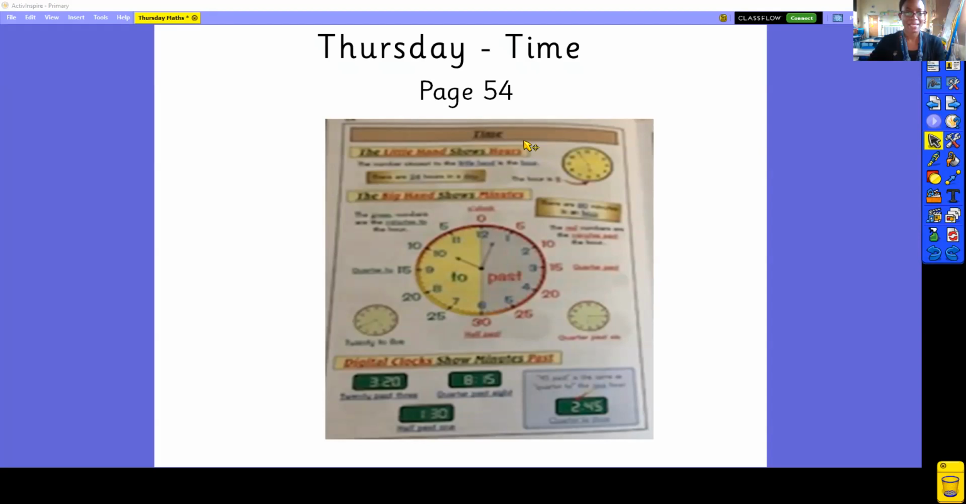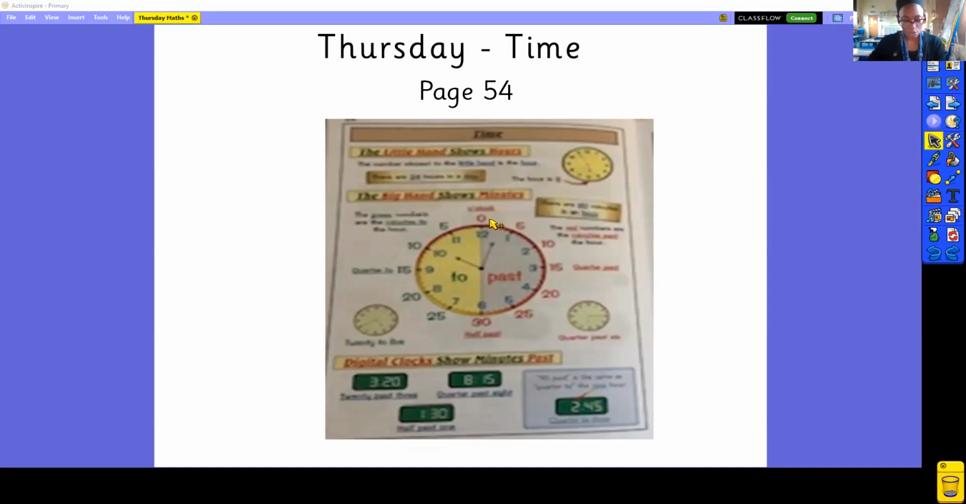So let's think about that little hand first of all. As you can see in your books, the message tells you the little hand shows the hours. The number closest to the little hand is the hour, and there are 24 hours in a day. The hour here in our example is 6. The big hand, however, shows minutes. And there are 60 minutes in an hour.